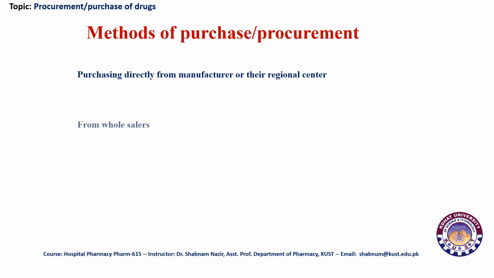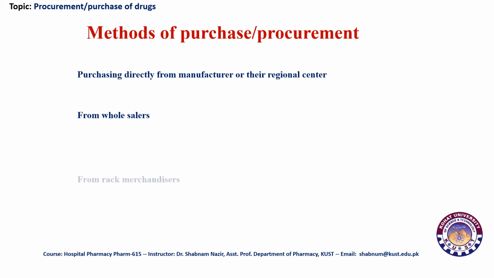The second is from wholesalers, which is basically the involvement of a third party, but still it is authentic, because manufacturers or companies usually have their list of authentic distributors or wholesalers. If you purchase from them, the profit would be a little lesser than purchasing directly from the manufacturer, but overall this method is also a good one.